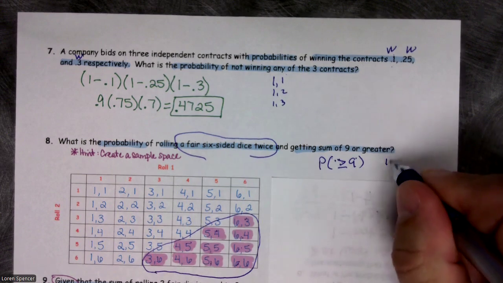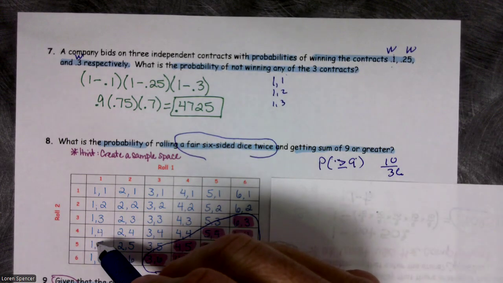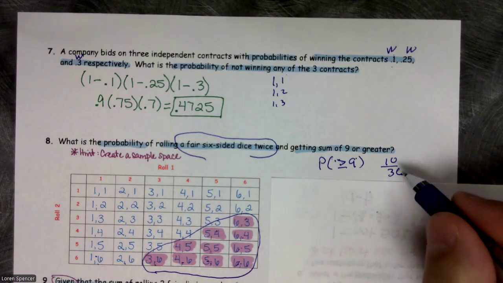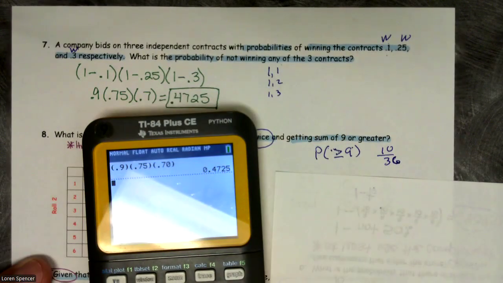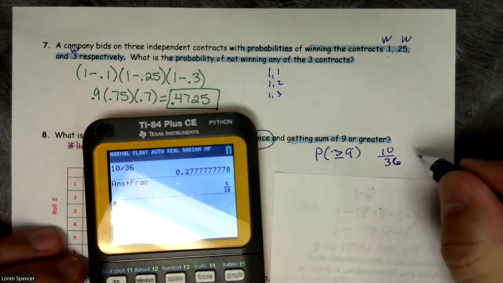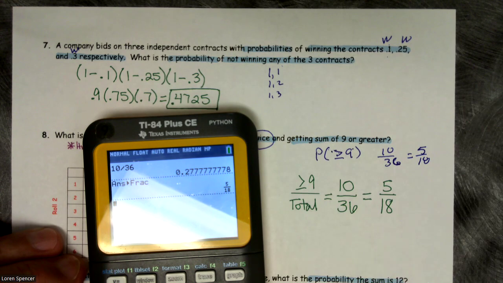out of 36, because 1, 2, 3, 4, 5, 6. 1, 2, 3, 4, 5, 6. 6 times 6 is 36. So 10 out of 36. And we can go math, enter, enter. And it reduces to 5/18.